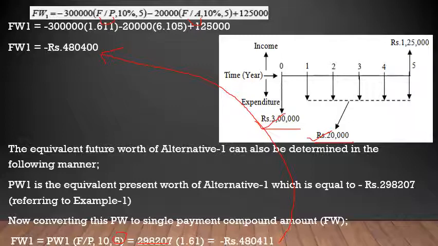we can use any of these two methods. Either convert each and every cash flow individually to its future worth and get the total compounded amount, or else convert every cash flow into its present worth and then convert the final present worth to its future worth using the factor F by P. Any of these two methods can be followed.